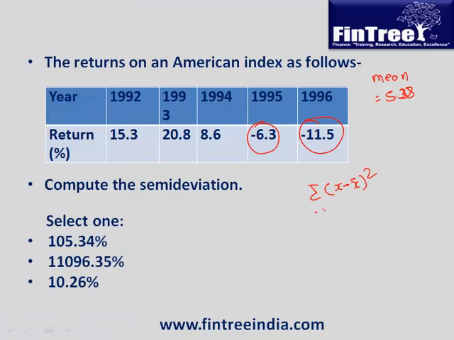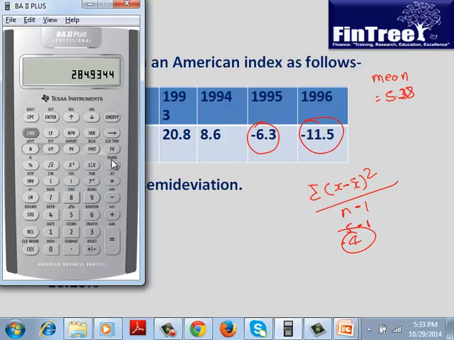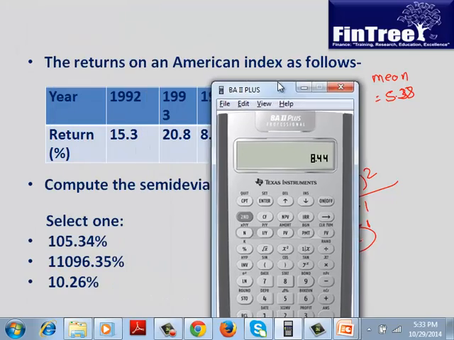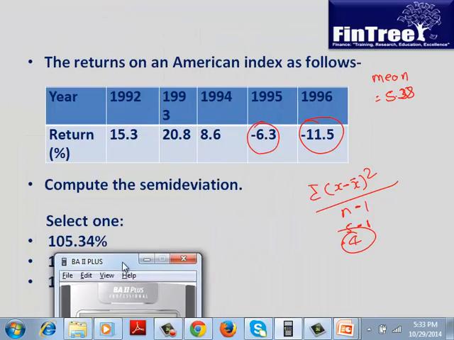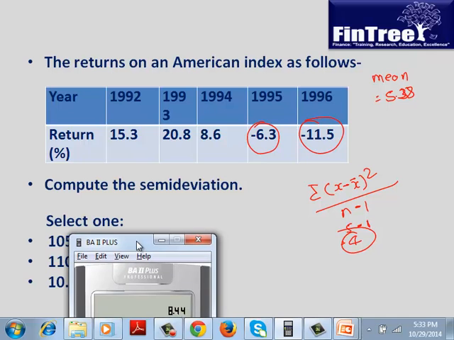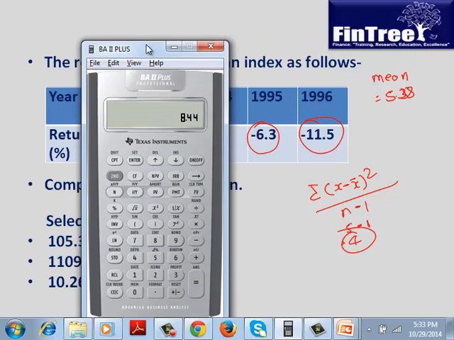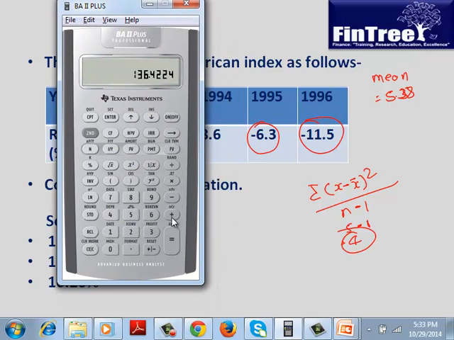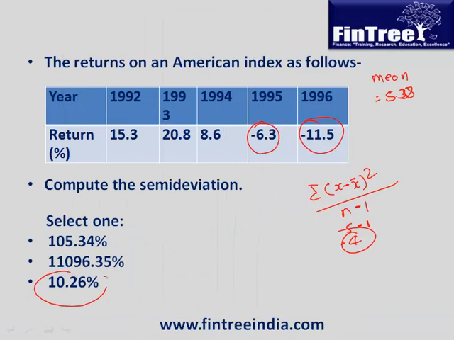The trick here is that the denominator does not change. That means the denominator will still be n minus 1, which is 5 minus 1, 4. So in that case, this value divided by 4 and then under root, that would give us 8.44, which is RCL1 plus RCL2 divided by 4 under root, which would be 10.26. So 10.26 is the answer.